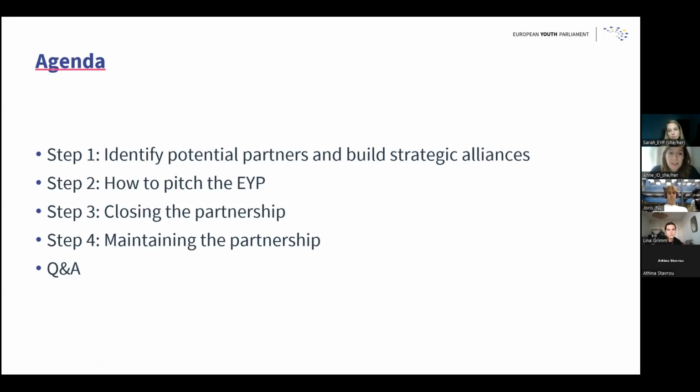The second step then is how to pitch the EYP, which is very much related to the icebreaker that we just did. Step 3 would be to close the partnership. So basically on how you actually can finalize it. And then step 4, which is also very important, is maintaining a successful partnership and possibly continuing it beyond a very first collaboration.